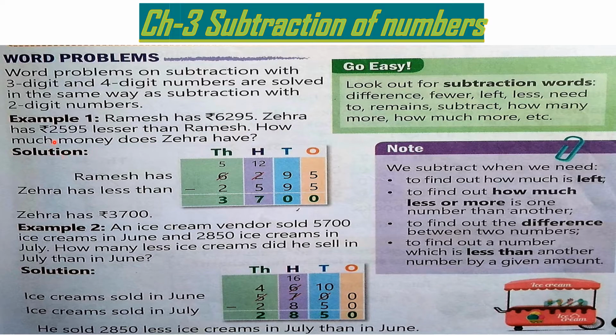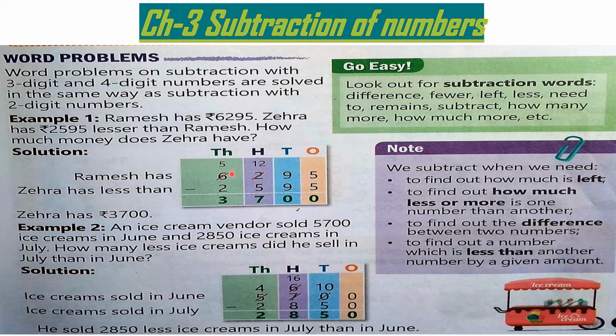Zara has rupees 2595 less than Ramesh. How much money does Zara have? So here we will find out how much less than Ramesh. Lesser means less. Ramesh has 6295, and Zara has 2595 less than that. So how much does she have? Zara has 3700. So Zara has 3700. In this way.